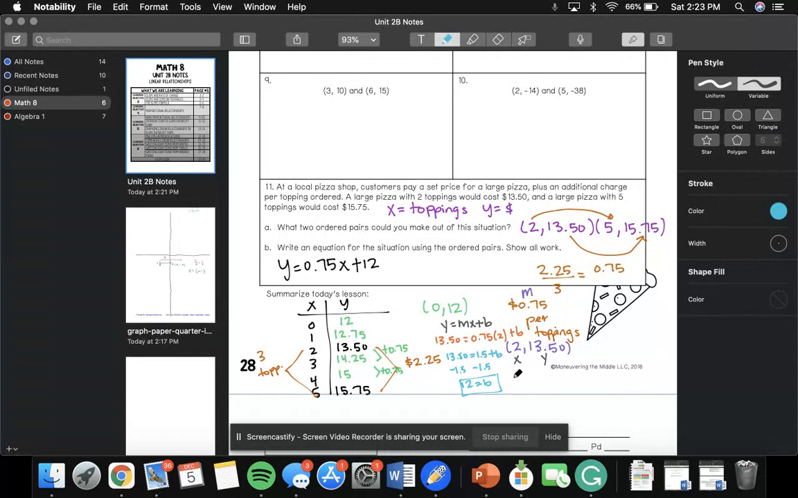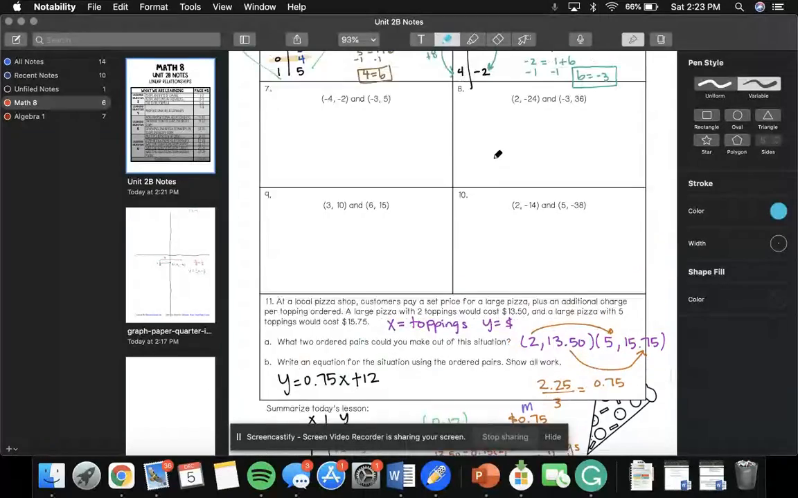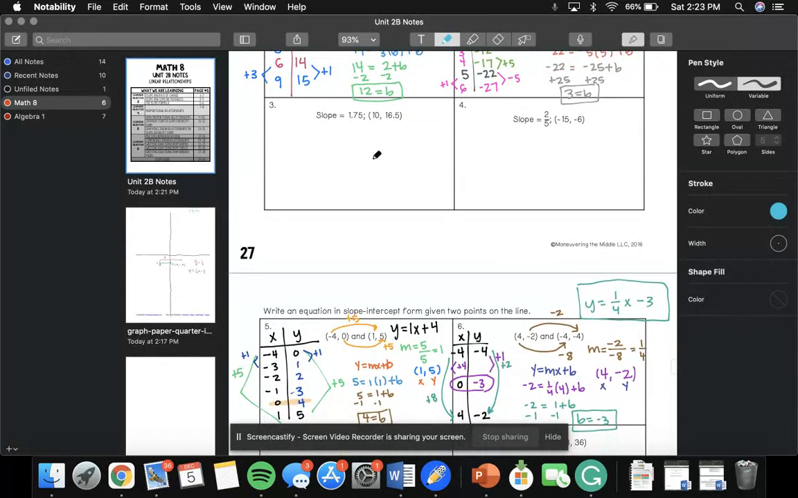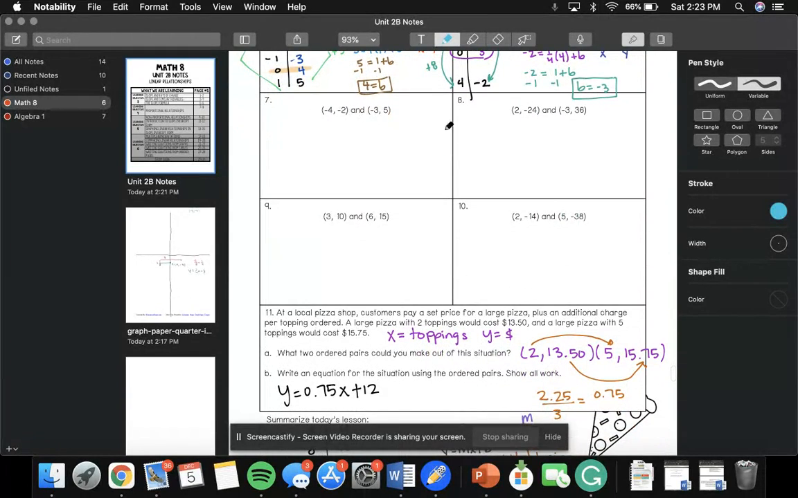So I think you can use whatever method makes the most sense to you and kind of go from there. So for tomorrow, or for Monday or for Tuesday, you guys are going to try 3 and 4. And you're going to try 7, 8, 9, and 10. And I'll see you guys then.